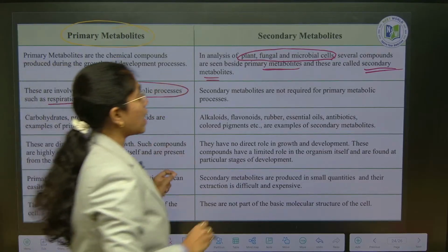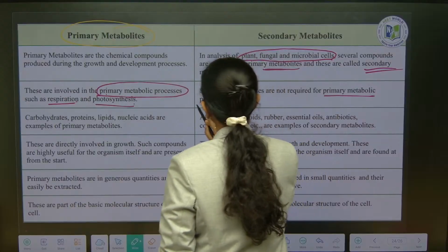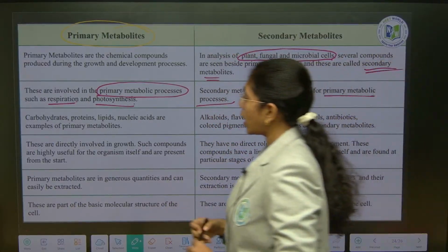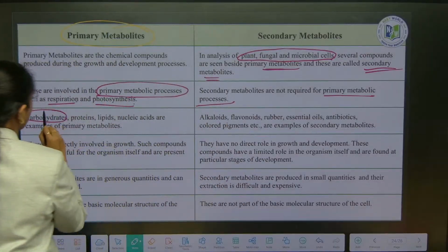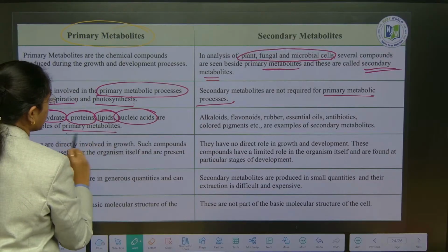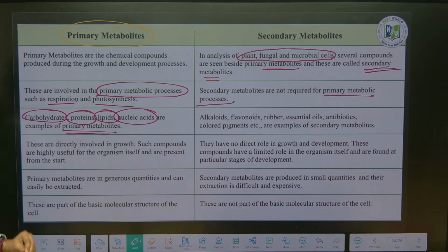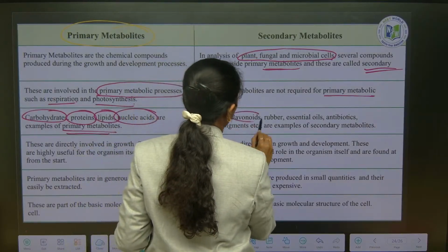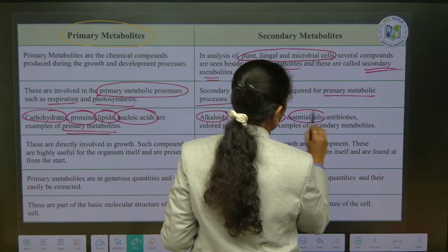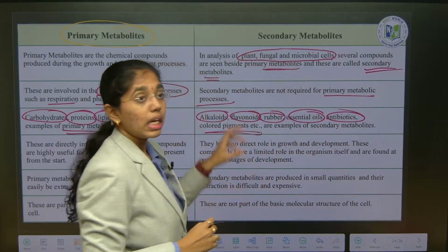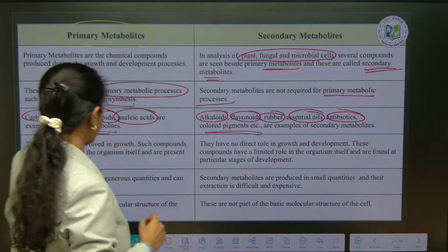Secondary metabolites are not required for primary metabolic processes. Primary metabolites include carbohydrates, proteins, lipids, nucleic acids. These are the examples of primary metabolites. Secondary metabolites include alkaloids, flavonoids, rubber, essential oils, antibiotics and colored pigments as well. These are the examples of secondary metabolites.